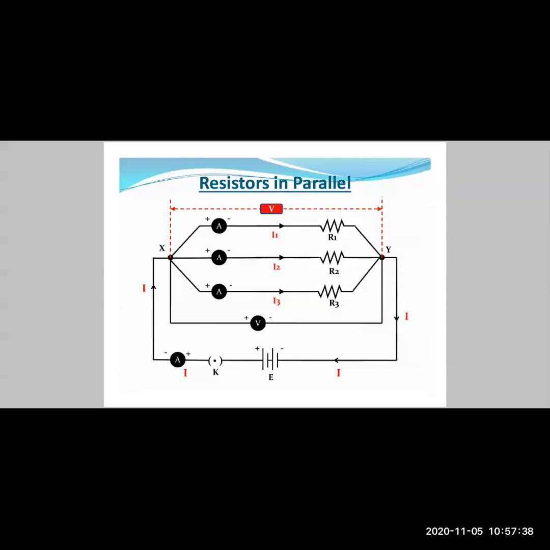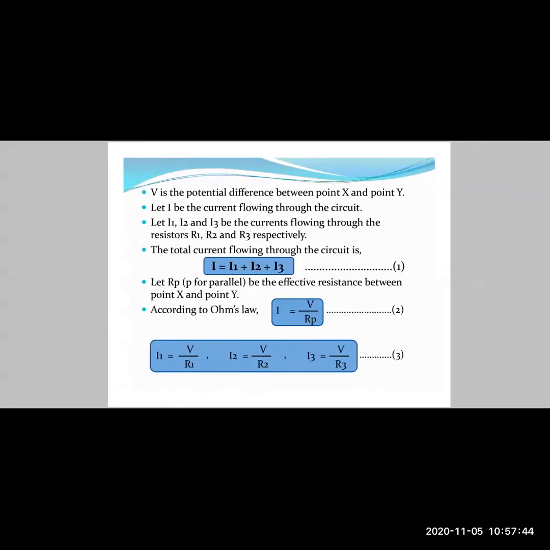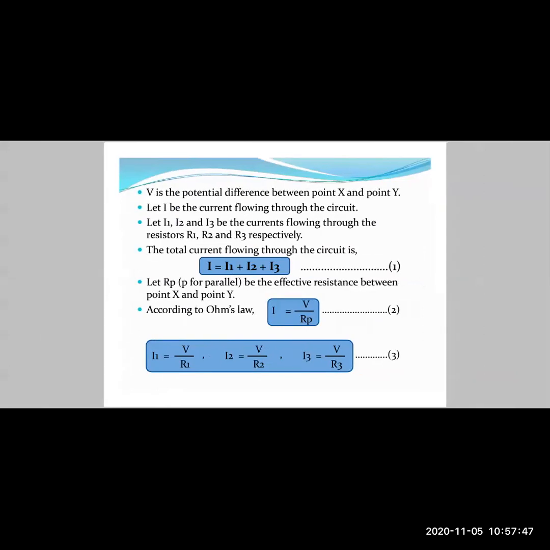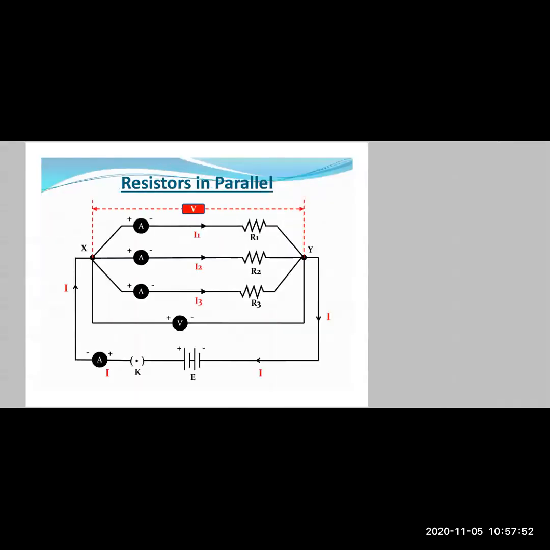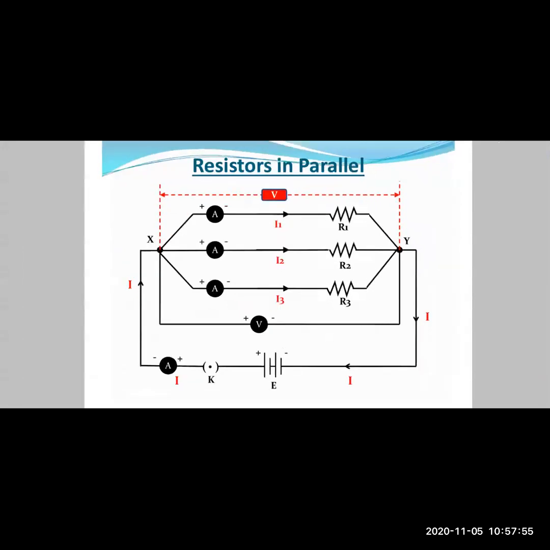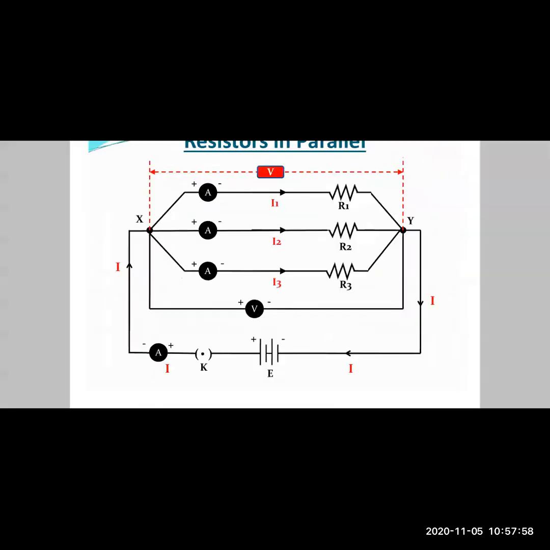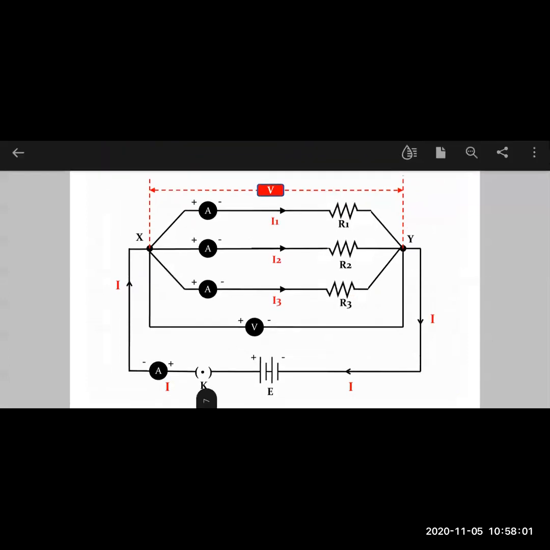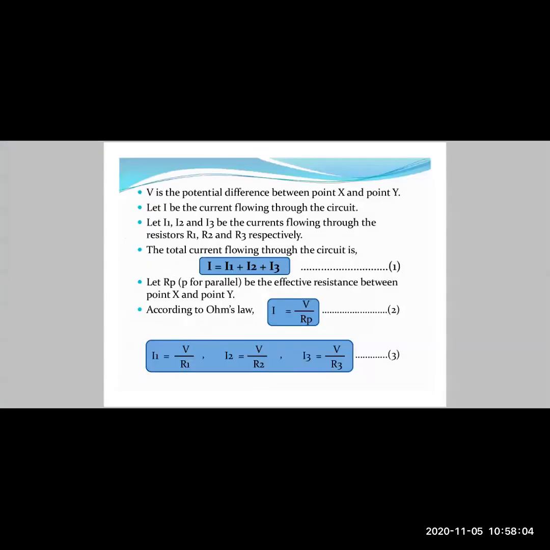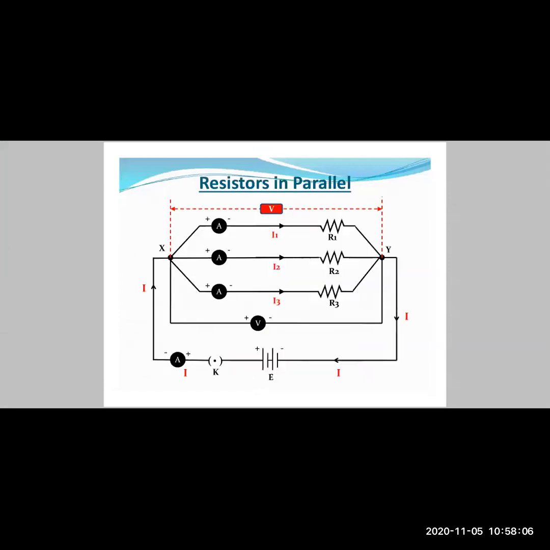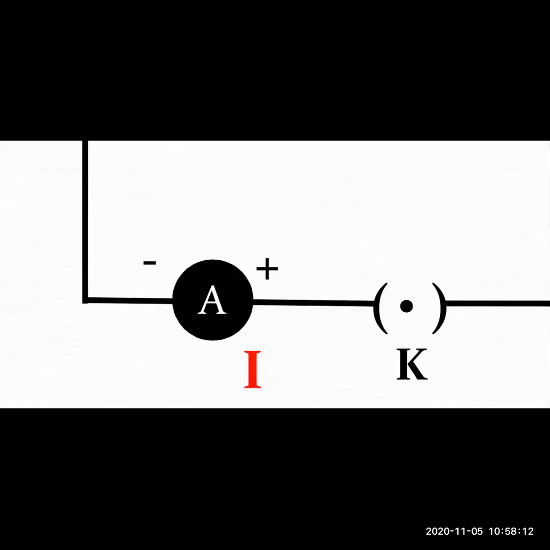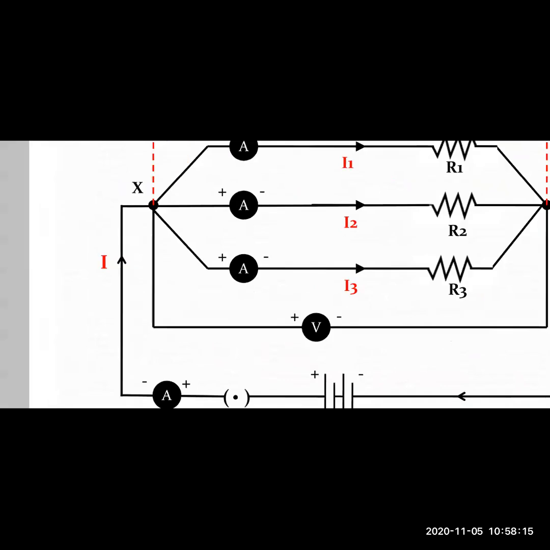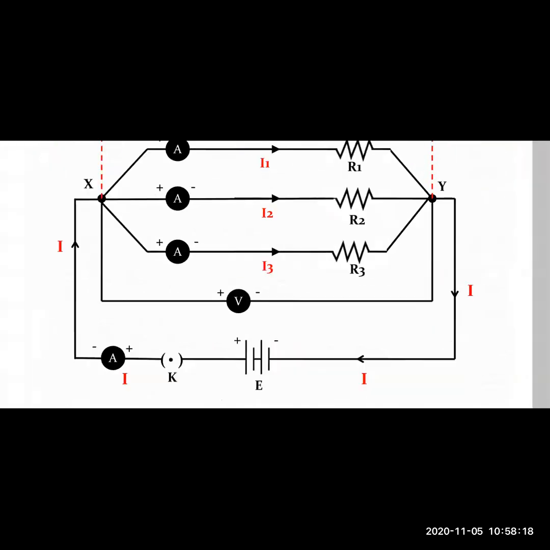Now let us go and discuss further the derivation for the parallel combination. V is the potential difference between points X and Y. As you can see, the voltmeter here in the center will measure the potential difference across points X and Y, which is shown at the top in the red box as V. So that is the voltage, the potential difference. Further, let I be the current flowing through the circuit. Through the whole circuit, the current flowing is I, which is measured here at the bottom, and is conveniently shown at different points where the arrows indicate the direction of the current.